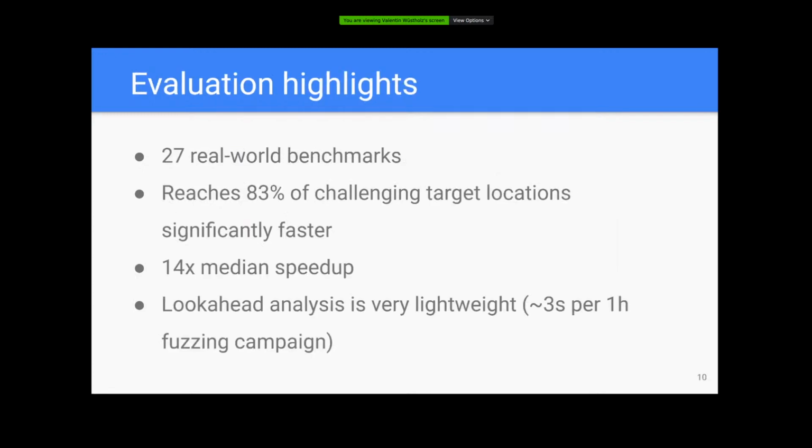In our evaluation, we evaluated this on 27 real-world benchmarks, and we were able to show that for 83% of the challenging target locations, the fuzzer was able to reach them significantly faster with this extension. We also saw a median speedup of 14x for reaching these locations. The look-ahead analysis that we designed turned out to be very lightweight. On average, it was roughly 3 seconds per 1 hour of fuzzing.